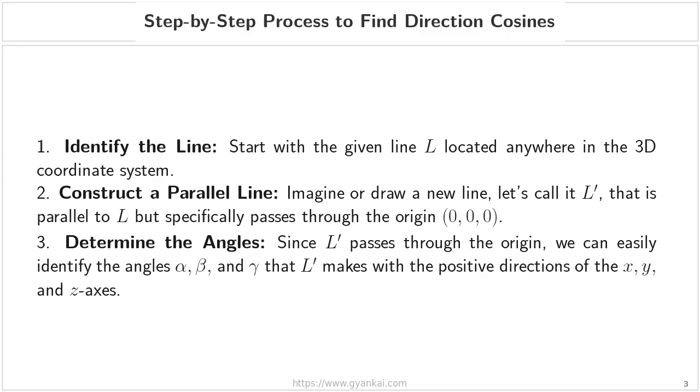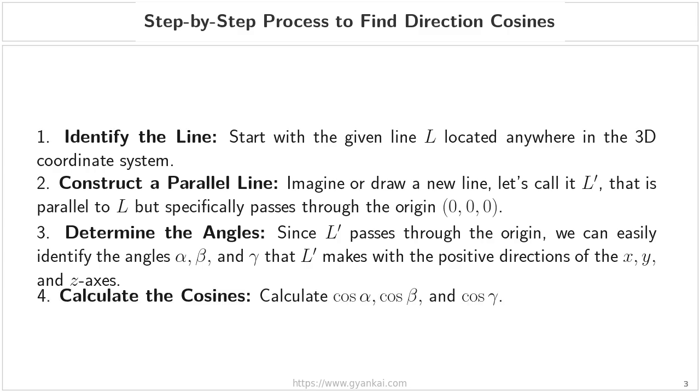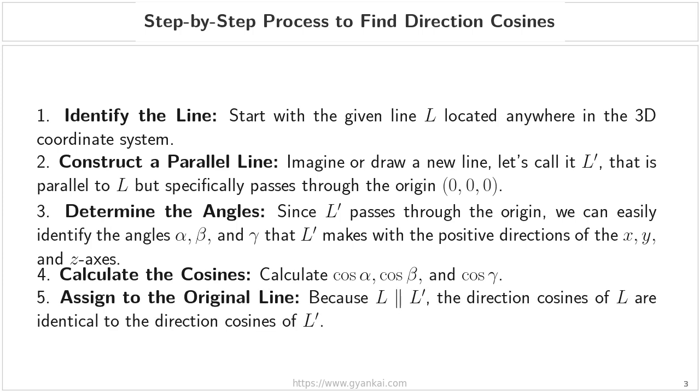Third, once we have this new line passing through the origin, we can determine the angles. Because L' is anchored at the origin, it becomes much easier for us to measure the specific angles, alpha, beta, and gamma, that this line makes with the positive directions of the x, y, and z axes. Fourth, we calculate the cosines. Once you have those angles, you simply find the cosine of alpha, the cosine of beta, and the cosine of gamma. Finally, the fifth step is to assign these values back to the original line. Since we established in the previous slide that parallel lines share the same orientation, the direction cosines we found for our new line, L', are exactly the same as the direction cosines for our original line, L.